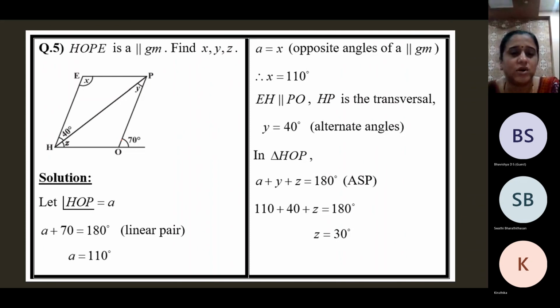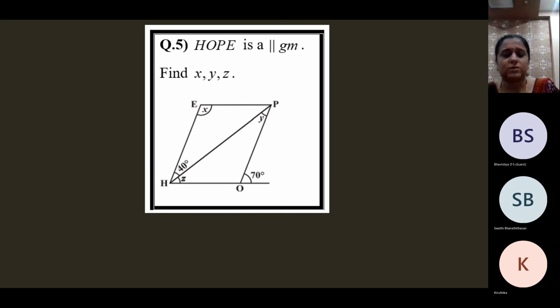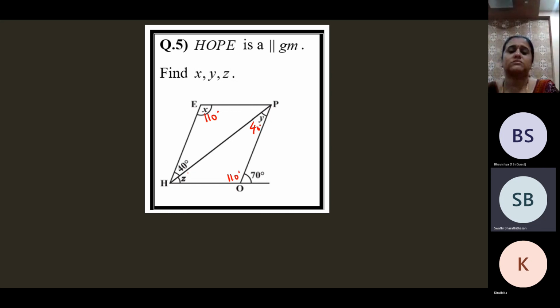So this one is A. I've forgotten to mark here. This one is A. This is A. And can we also find it this way, like 40 plus Z equals 110? Different ways. We'll come back here in 1 minute. Yes, tell me. Can we solve like 40 plus Z equals 110 degrees? 40 plus Z is not equal to 110. 40 plus Z plus 110 is equal to 180.